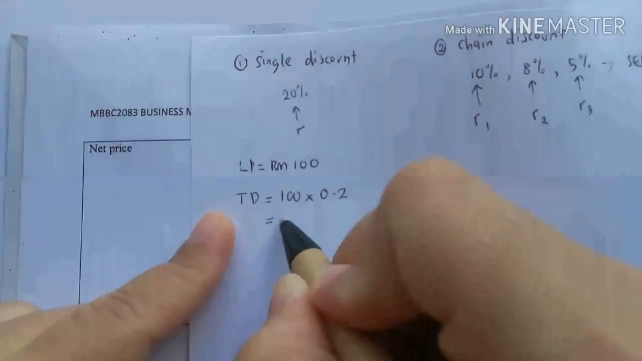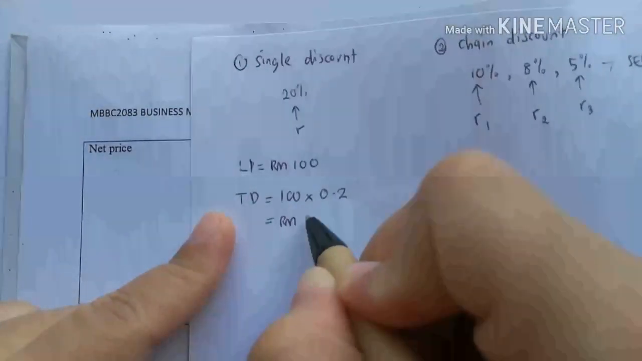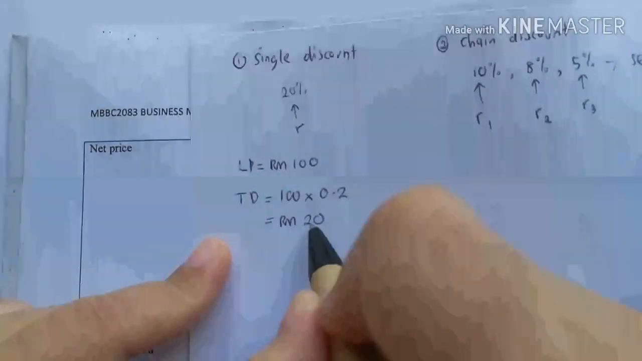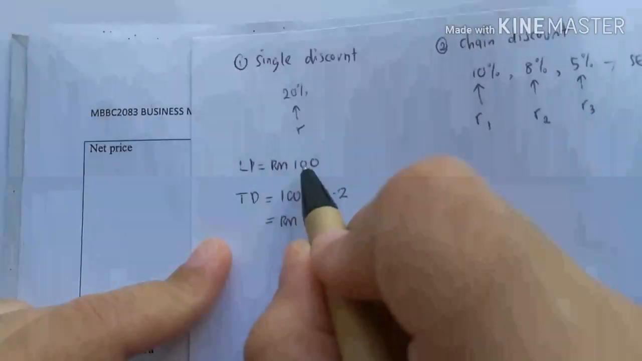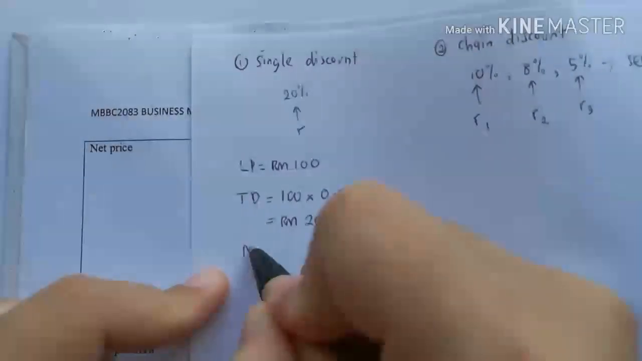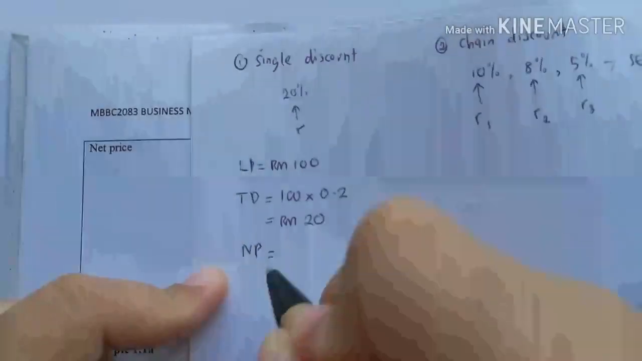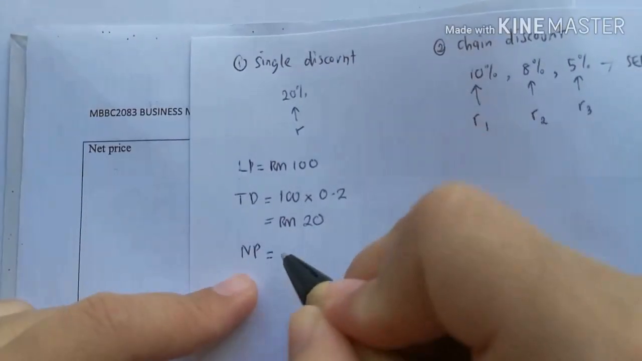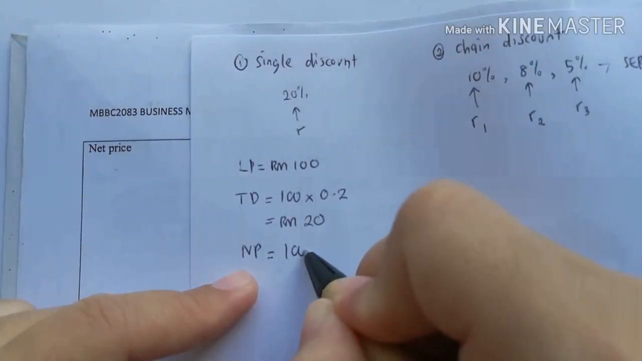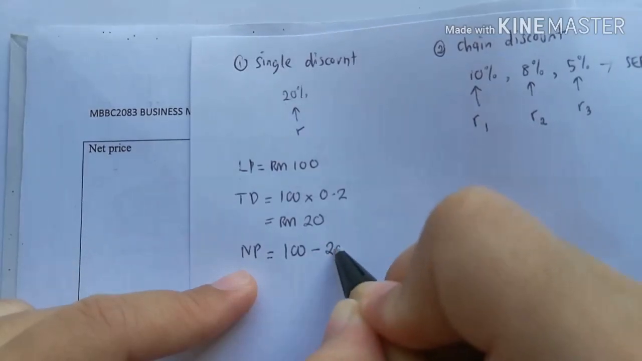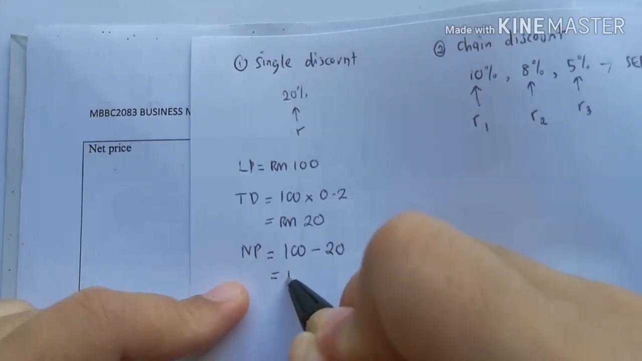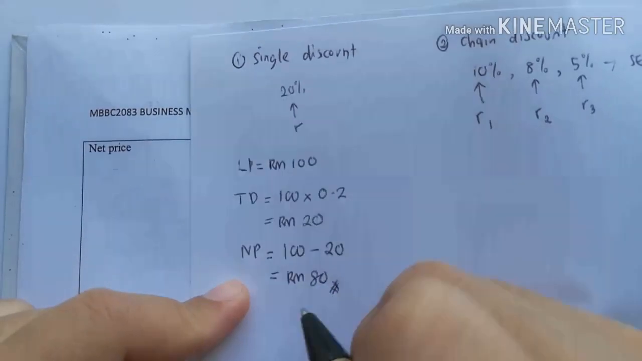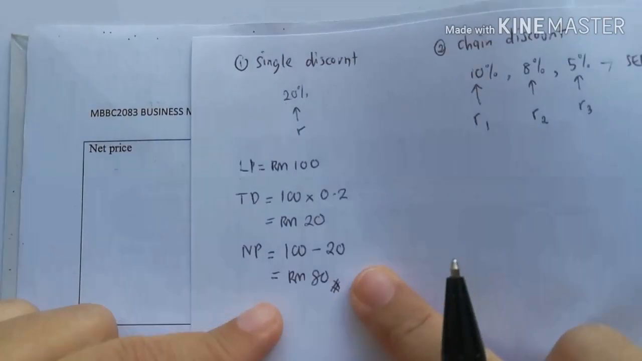In this case, you will get that the trade discount amount is 20 ringgit. So knowing the discount given is 20 ringgit and the original price is 100 ringgit, it means that you only have to pay RM 80 for the shoes. So how did we get 80 ringgit? The original price, which is 100, minus the discount amount, which is 20 ringgit. So the net price, which is the price after the discount, is 80 ringgit. This is for the single discount.